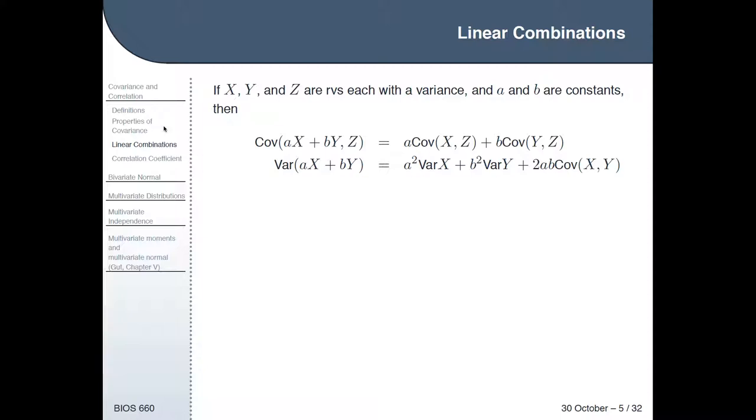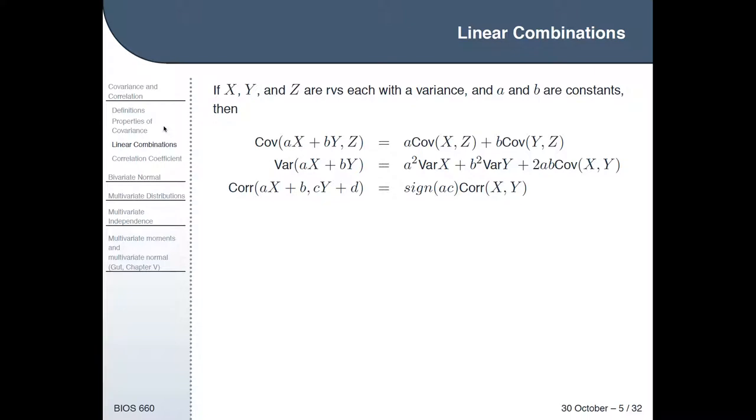Note that in this case we do not assume that x and y are independent. We've discussed this formula in the past, that if x and y are independent, then the variance of ax plus by would just be a squared variance x plus b squared variance y. You can see that's consistent with the formula up there, because if they're independent, then the covariance of xy will be 0. But even if they're not independent, you can find the formula for the sum of the variances. You just have to take the covariance into account.